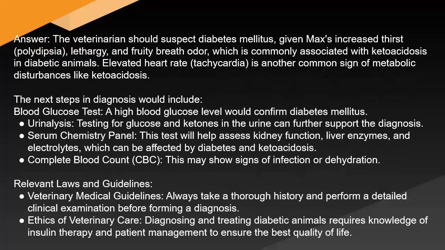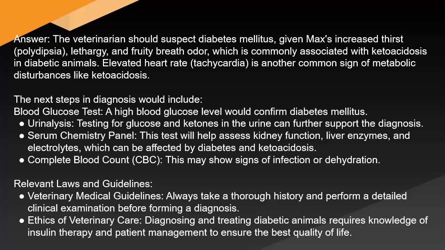Answer: the veterinarian should suspect diabetes mellitus given Max's increased thirst, polydipsia, lethargy, and fruity breath odor, which is commonly associated with ketoacidosis in diabetic animals. Elevated heart rate, tachycardia, is another common sign of metabolic disturbances like ketoacidosis. The next steps in diagnosis would include a blood glucose test. A high blood glucose level would confirm diabetes mellitus.